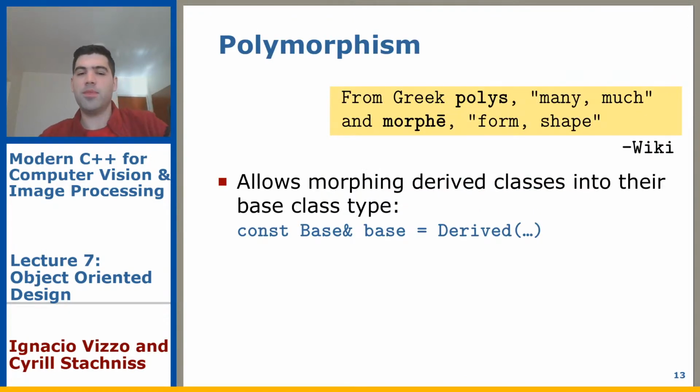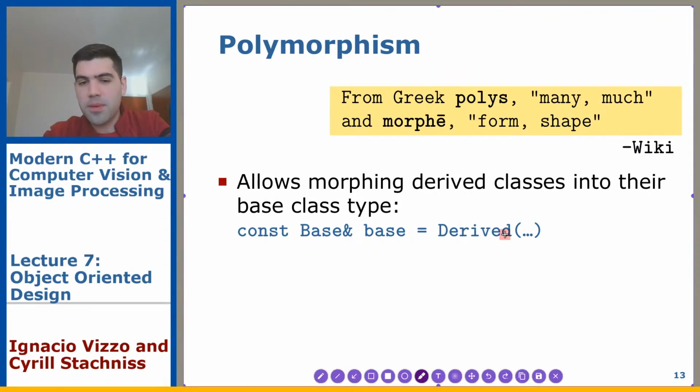So polymorphism, going back, allows morphing derived classes into the base class type, right? This sounds weird, but sometimes it's very convenient. For example, we have a base class that in this case could be geometry 2D, and then we have the derived class image 2D. We can make this image behave as a geometry 2D object, right? So we have many forms of the object because the object can be a geometry 2D and also an image. Of course, you cannot do this with fruits and images because there's no real relationship between these two objects.